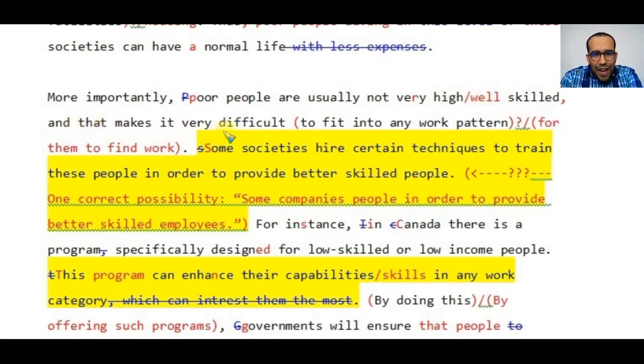And that makes it very difficult to fit into any work pattern. Maybe what he wanted to say is that makes it very difficult for them to find work, instead of to fit into any work pattern, because this is not clear, it's vague, and it doesn't help the reader to understand what is the idea behind what the writer is trying to express.